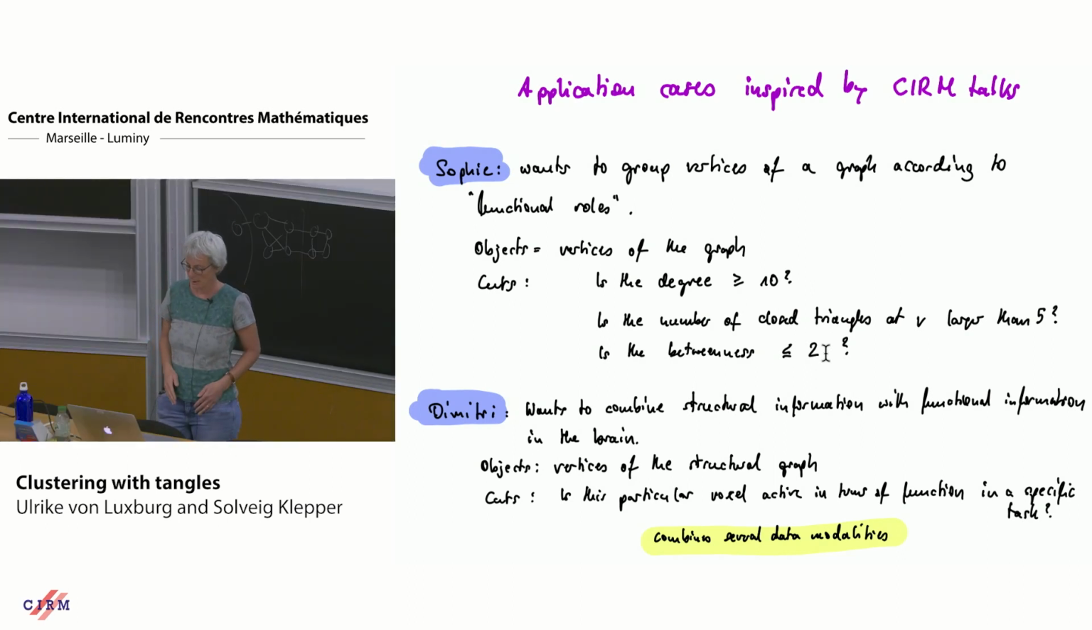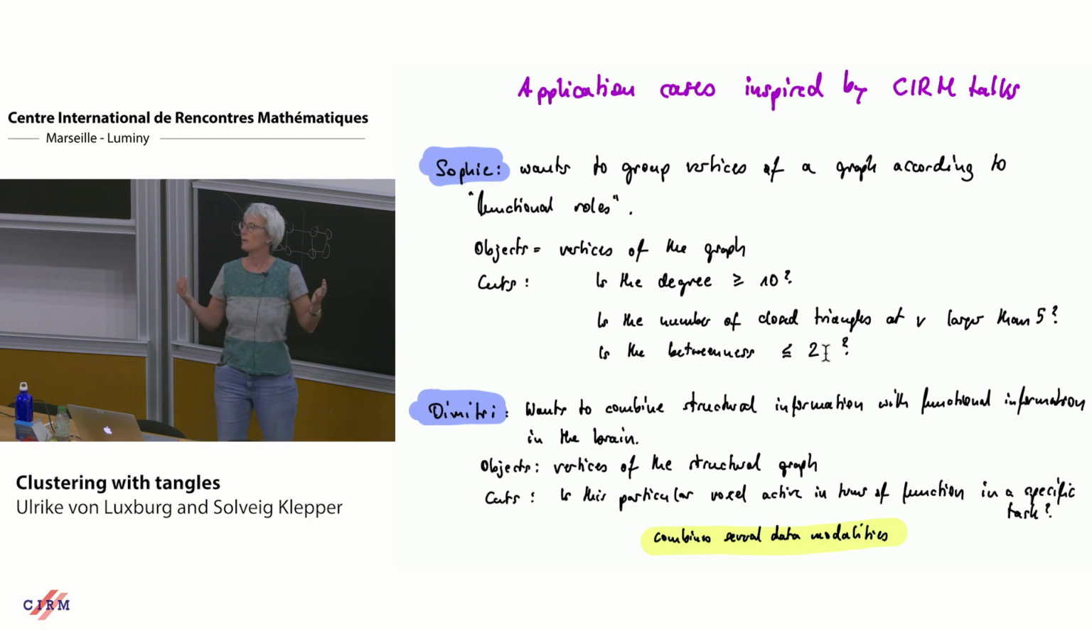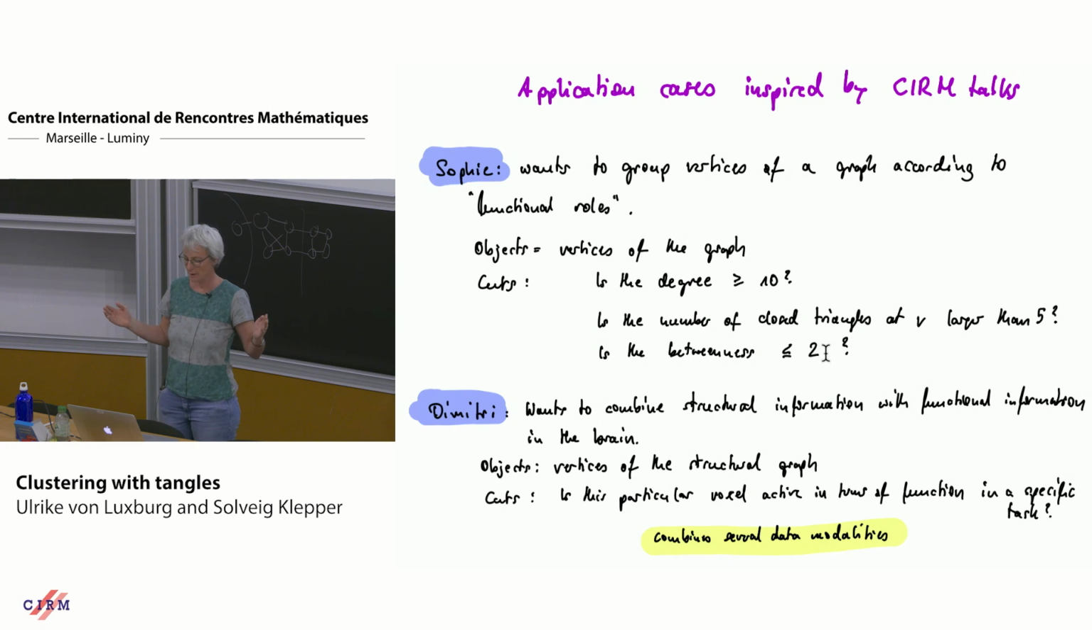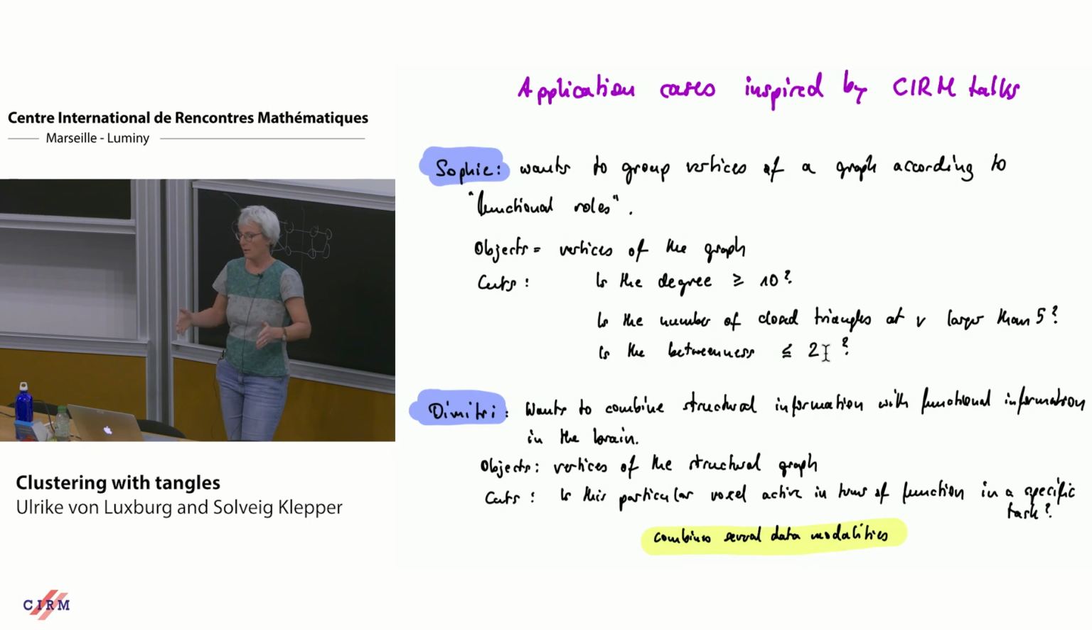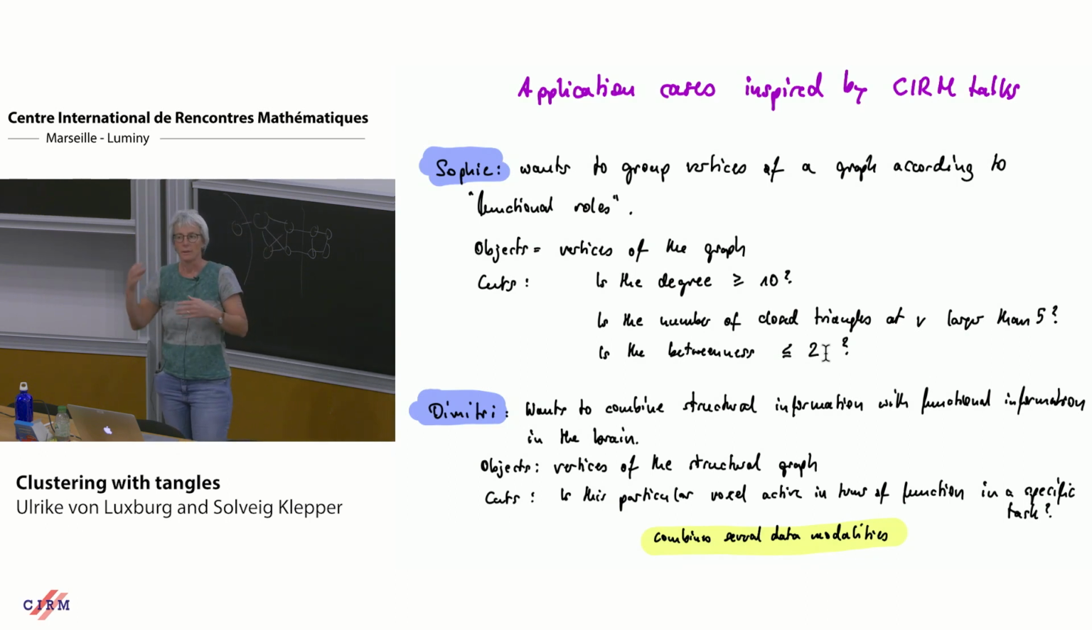Okay? And there was this other talk about brain connectivity by Dimitri. He said he has two types of information on the brain. There's the structural information coming from how the neurons are really connected to each other, that's a graph. And then there's the functional characterization coming out of fMRI or MEG or whatever. And then you're looking for regions in the brain that do something similar or that are connected.